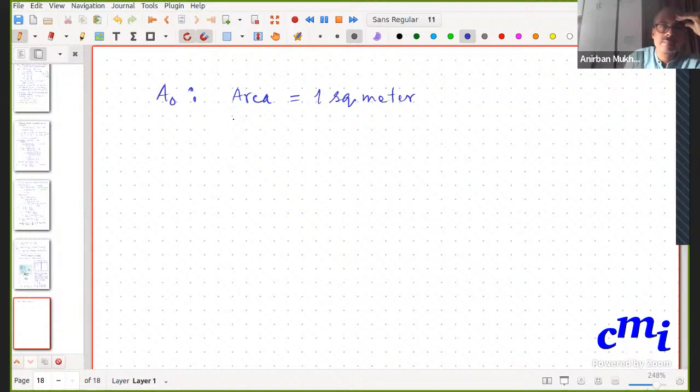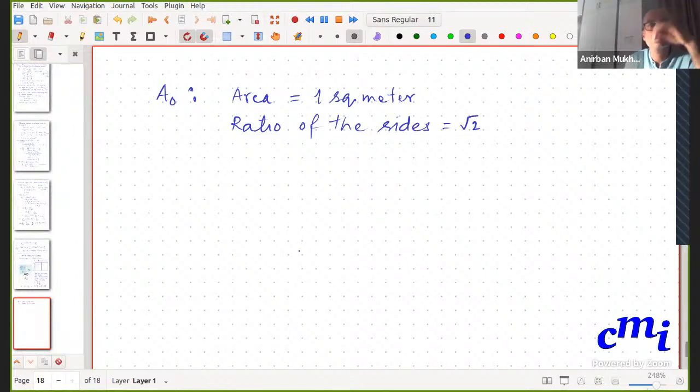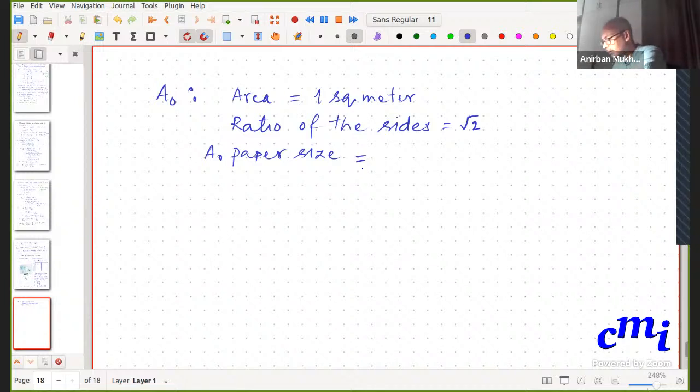and the ratio of the sides is what we want, this square root of 2. So if you calculate, then what you would get is the dimension. So paper size. A naught paper size is, I have calculated it already.